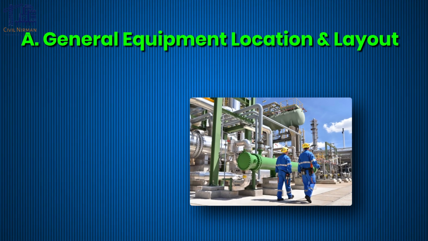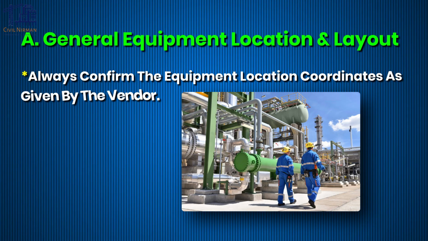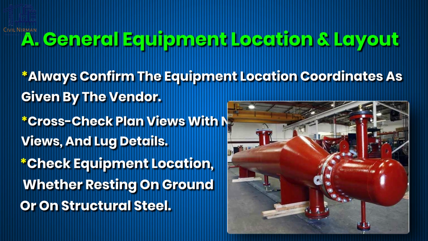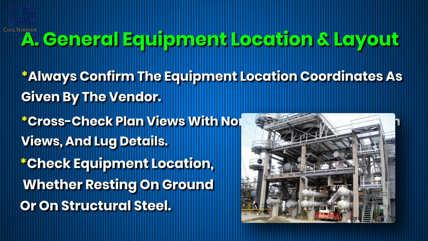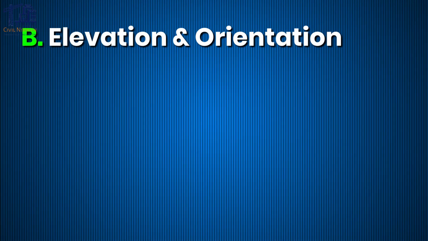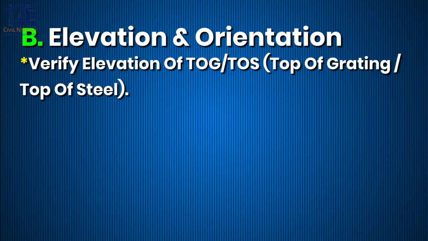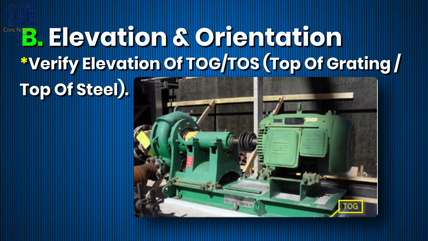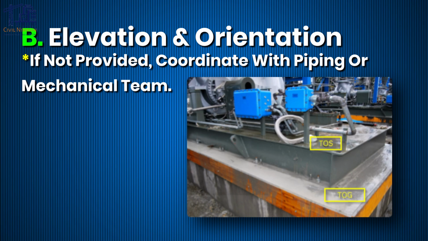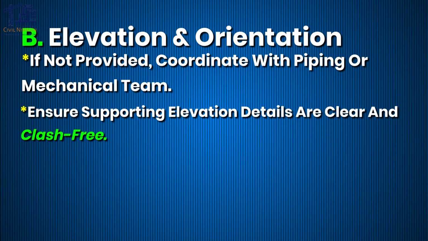First segment, general equipment location and layout. Always confirm the equipment location coordinates as given by the vendor. Cross-check plan views with north orientation, elevation views and lug details. Check equipment location, whether it is resting on the ground or on structural steel framing. Second important point, elevation and orientation. Verify elevation of your TOG/TOS, that is top of grating, top of steel. If these details are not provided, coordinate with the piping or mechanical team. Ensure that supporting elevation details are clear and clash free.